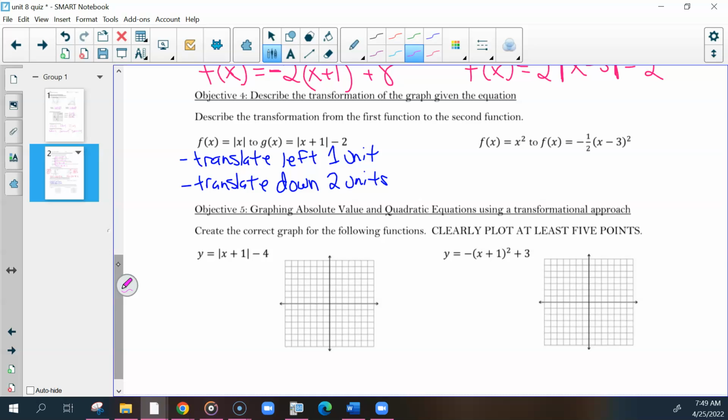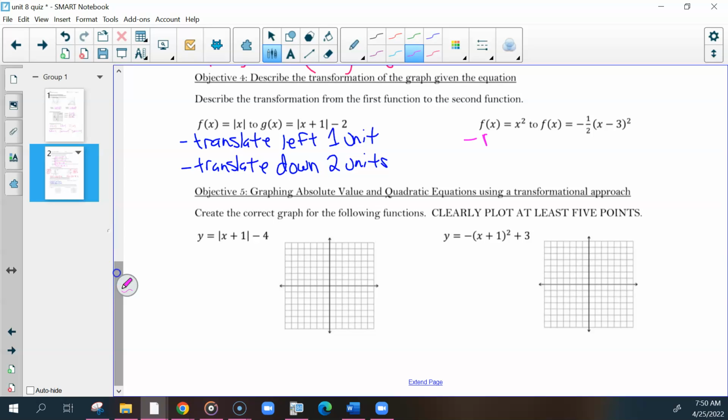The second one had 3 transformations. Some of you were combining these two together. Those are 2 separate things. So you need a reflection and a scale. This is on the outside, so that should be a vertical thing. And it's a fraction, so that should be a compression, not a stretch. Many of you put stretch.